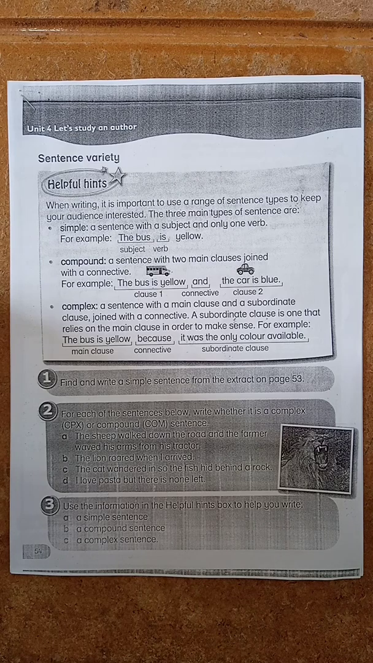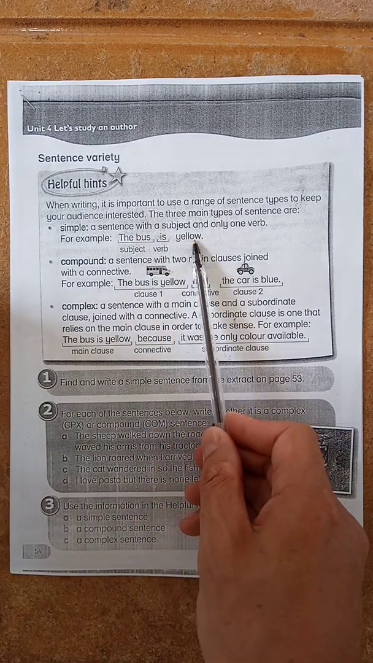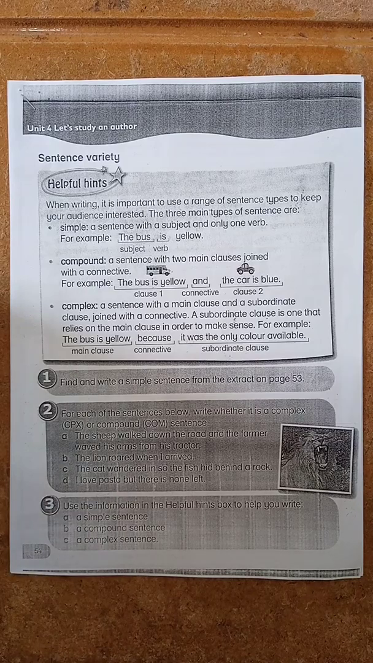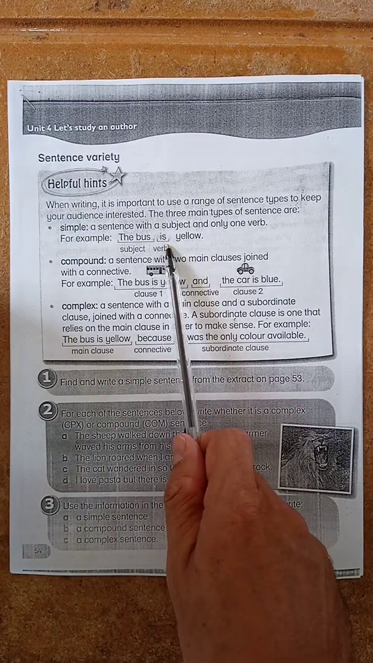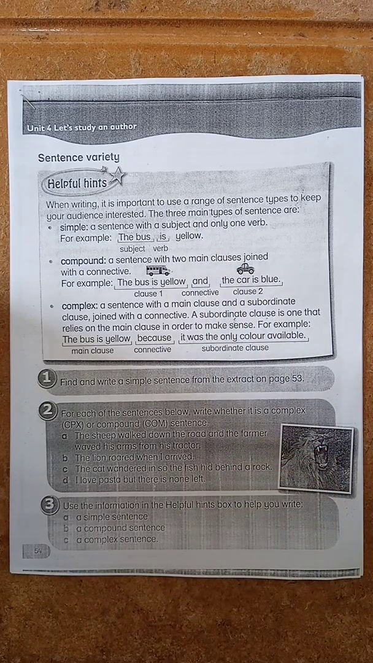So the three types of sentences we're going to look at today are simple, compound, and complex. So a simple sentence is something I'm sure you're familiar with. The example they've given us here is, the bus is yellow. So we have the subject, we're talking about the bus, the verb is, and in this case we have an adjective which is yellow as well.